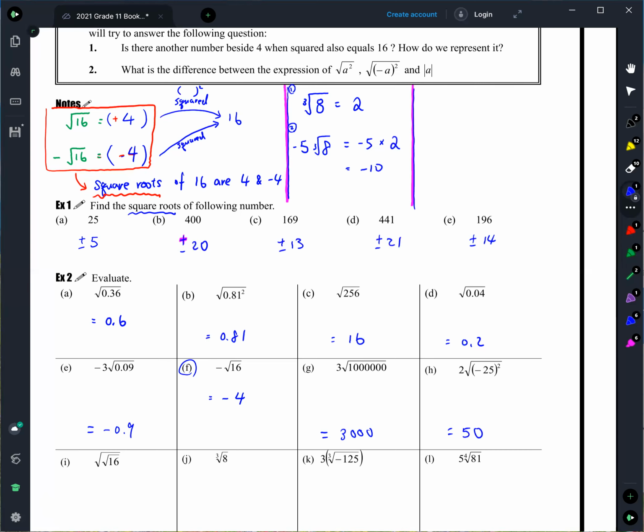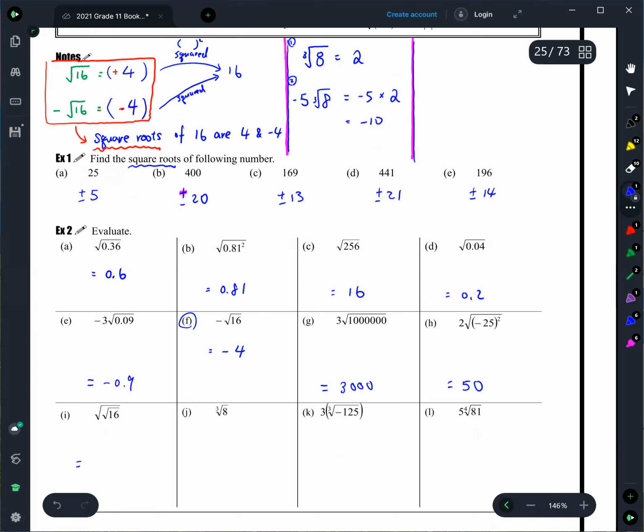Okay, Geoffrey, have you got to I? 2. 2, very good. So this one is a double square root. You start from inside, square root of 16 and then square root of 4. That gives you 2. Cube root, we did it on the top. That one is a 2.